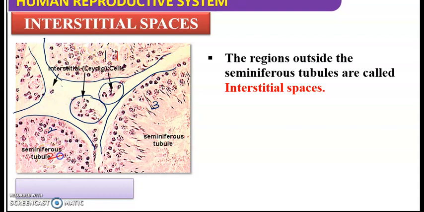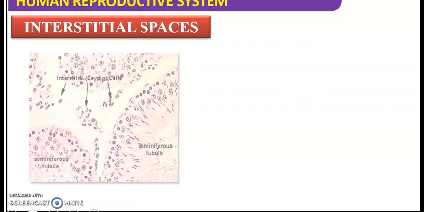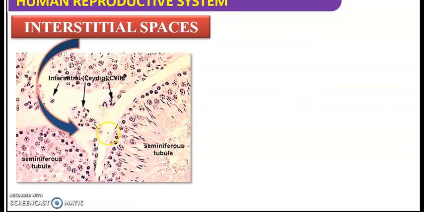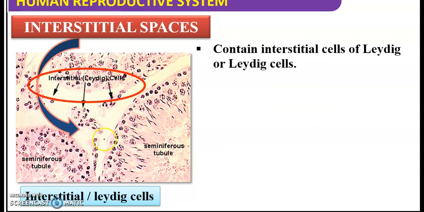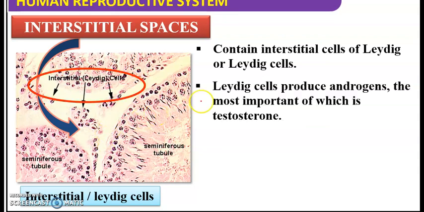1, 2, 3 seminiferous tubules, right? So in these interstitial spaces, you will find a specialized group of cells which are called Leydig cells. Leydig cells are present in the interstitial space, and that's why they are also called interstitial cells of Leydig. Their main role is the production of androgens, and the most important androgen they produce is testosterone.